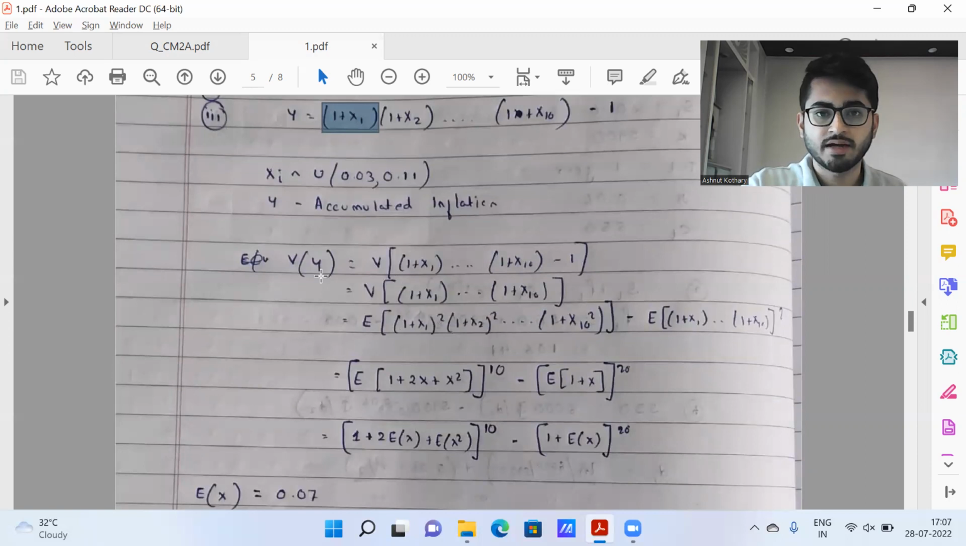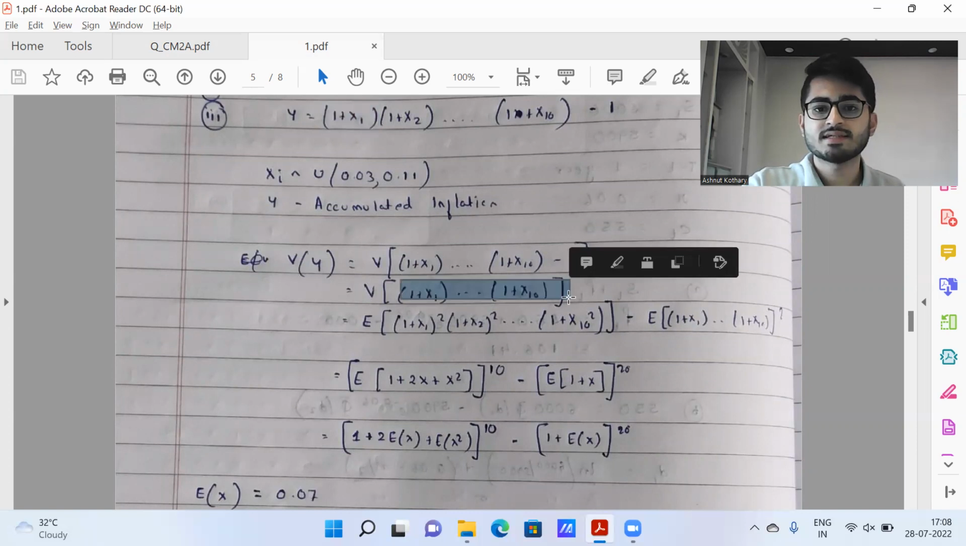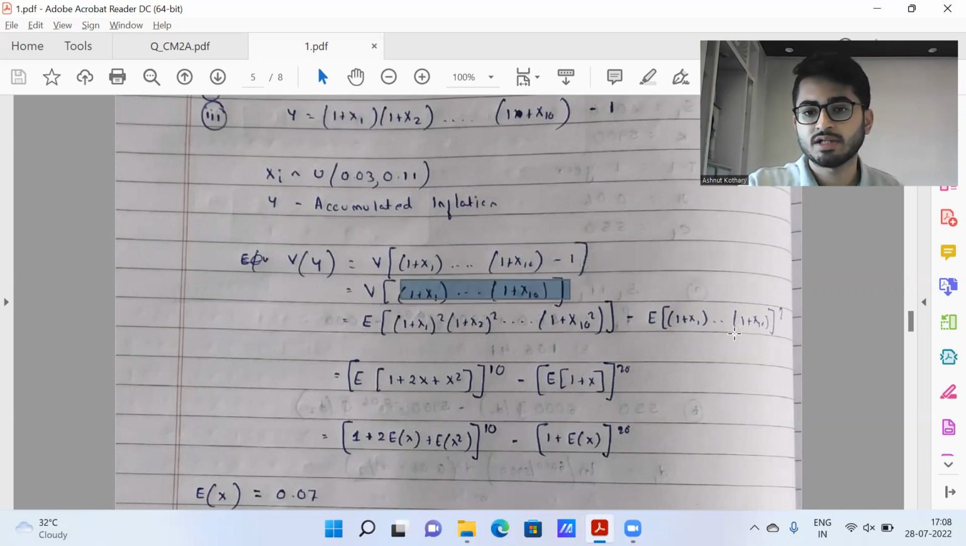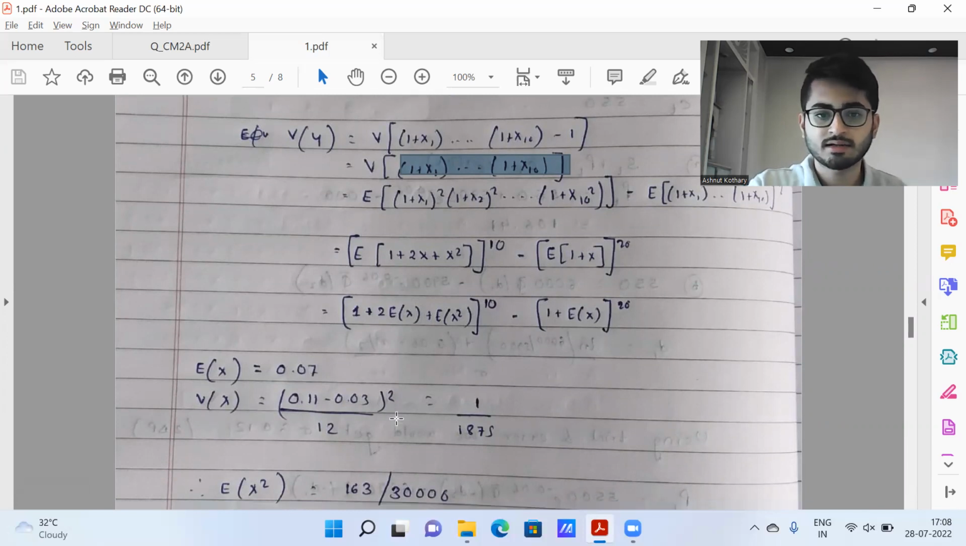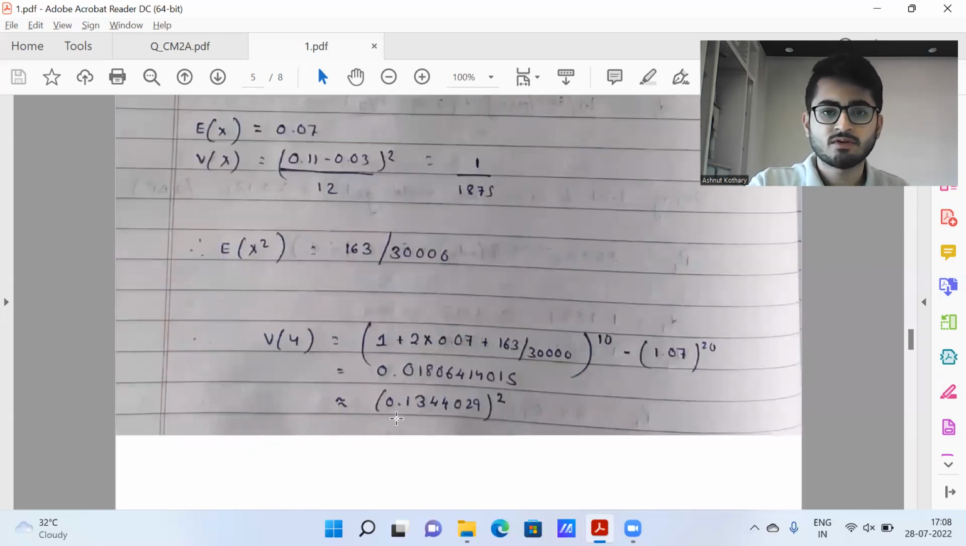Xi is uniform 0.03, comma 0.11. So I start with the variance of Y, which is the variance of this entire thing. One is a constant, so I can remove it. Then variance of X is nothing but expectation of X squared minus expectation of X, whole squared. I expand 1 plus X whole squared, and all of them are independent and identical, so this step comes assuming that. And finally, I have this. Expectation of X we already have. For expectation of X squared, I can use the results for variance of X from actuarial tables, and then calculate expectation of X squared. Using all this, I'm getting the variance to be 0.01806414015.